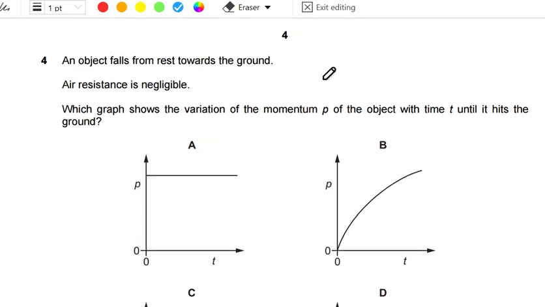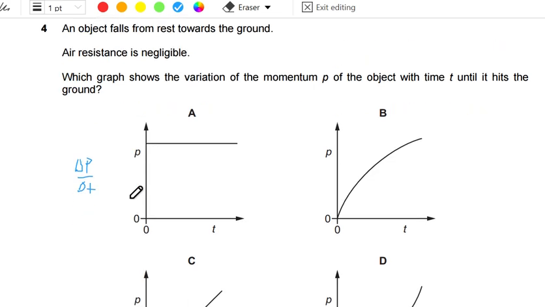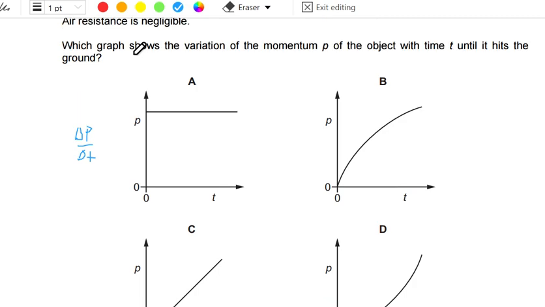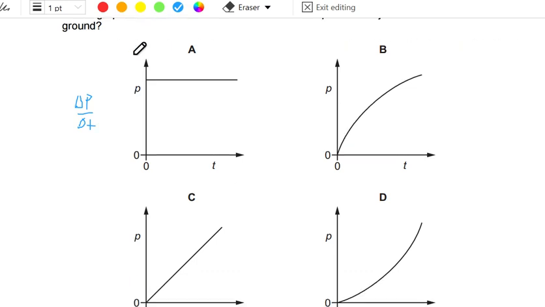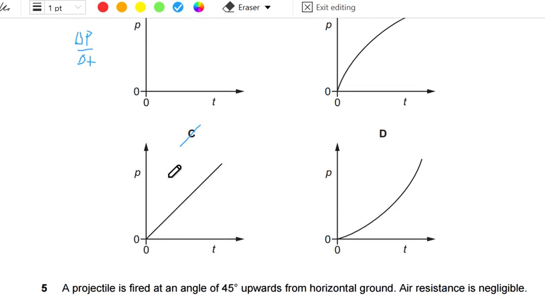So we have delta v by delta t as the gradient for all of these graphs. And as there is no air resistance, the object falls totally under gravity, which is a constant force. So we expect the graph to be just a straight line with a single value of slope, a constant value. So the answer is C.